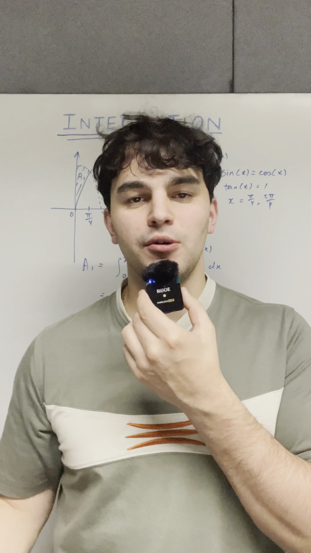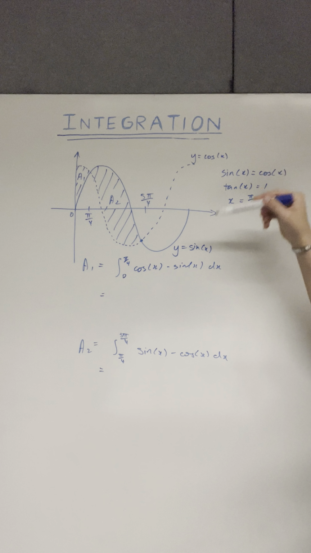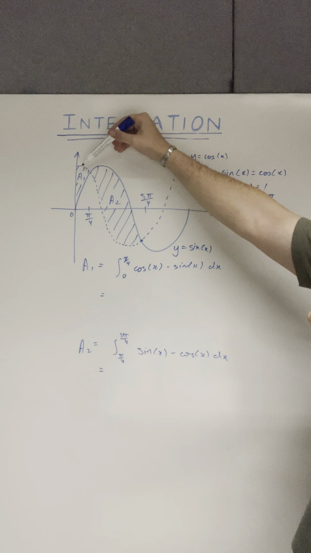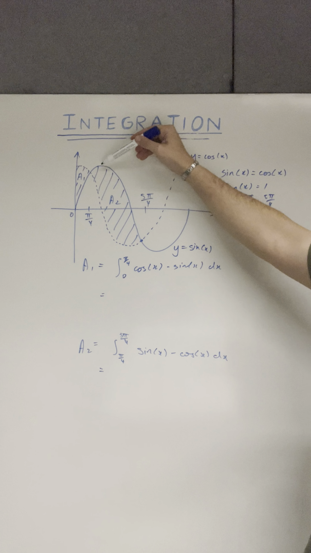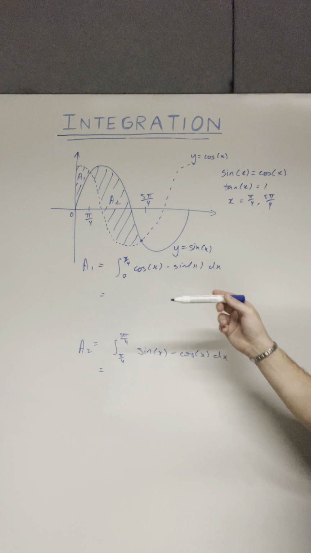Here's how to evaluate the area between two curves in VCE Methods. What we have here is the area between sine of x and cos of x. Now you can see for some portion that cos of x, in this dotted line here, is actually above sine, but in this other region, represented by A2, the sine is actually above the cos.